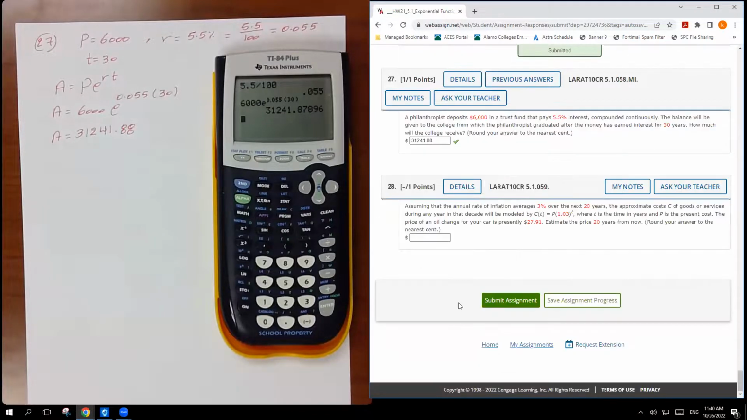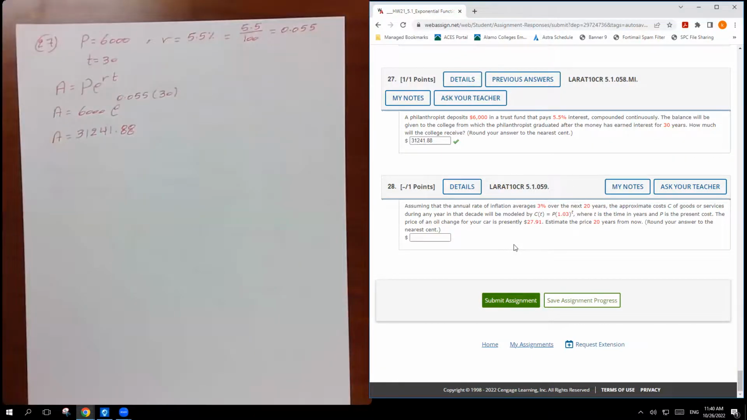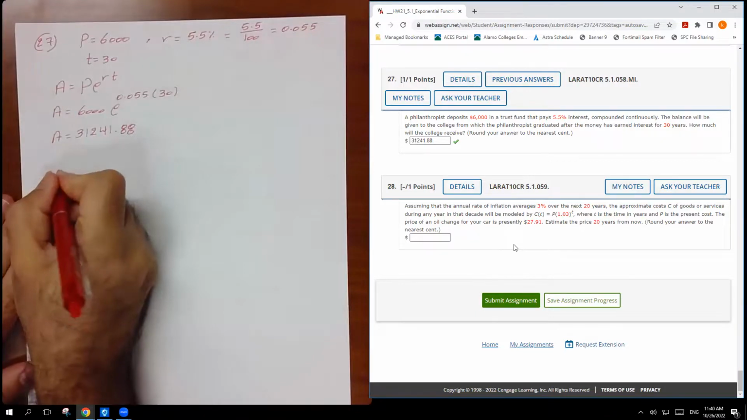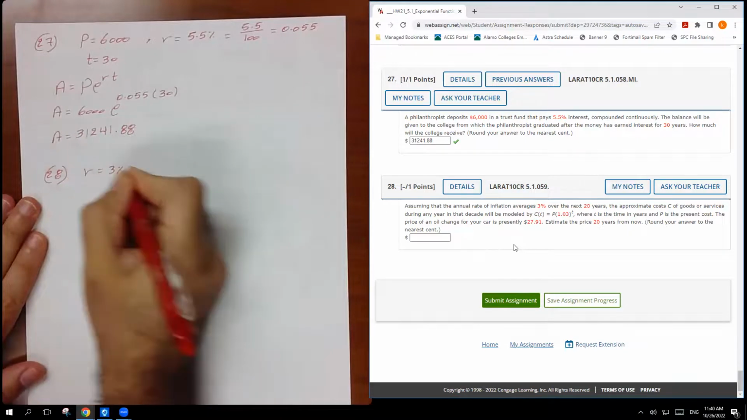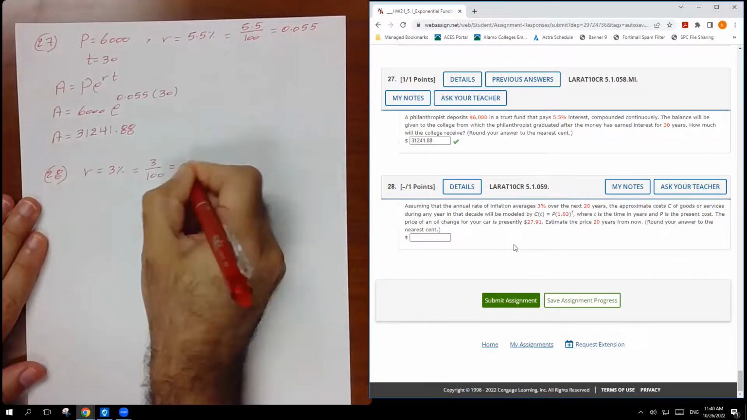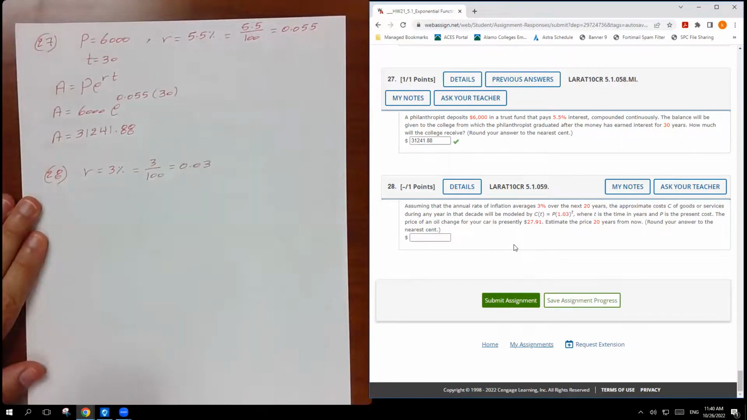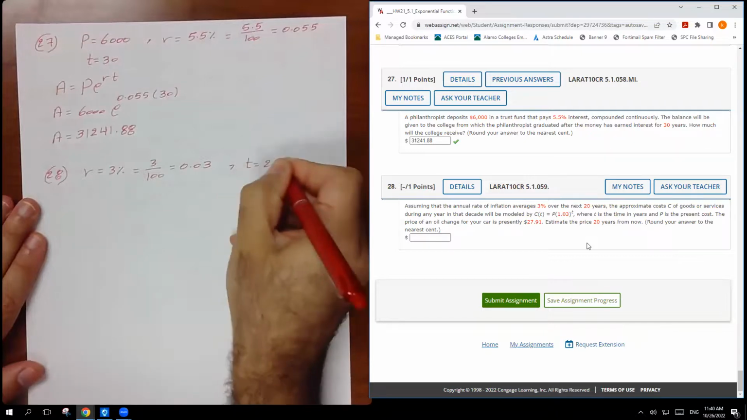The last example, assuming that the annual rate of inflation average is 3%. So now we have the rate is 3%, which is equal to 3 divided by 100, which is equal to 0.03. Over the next 20 years, that means our time is 20 years.